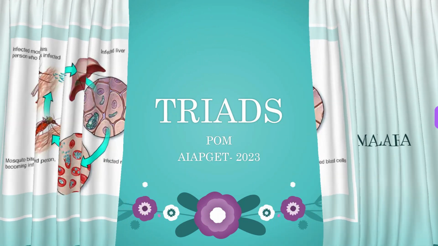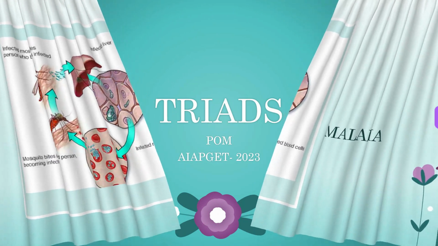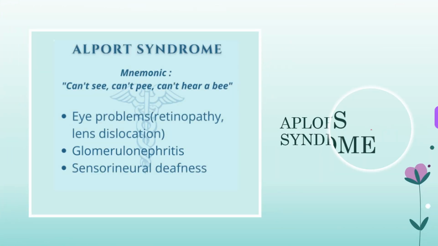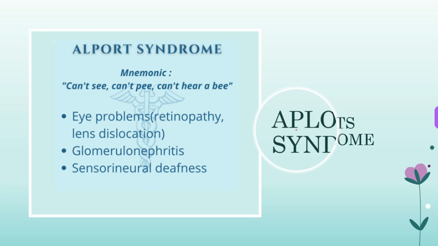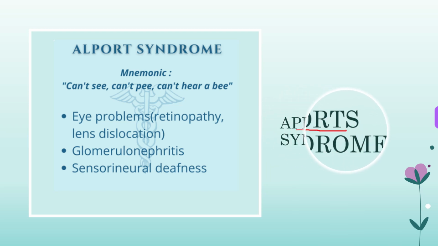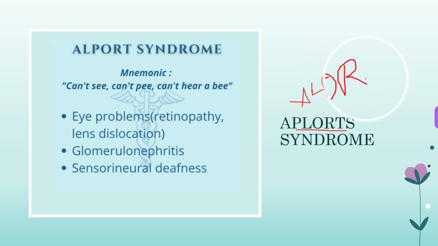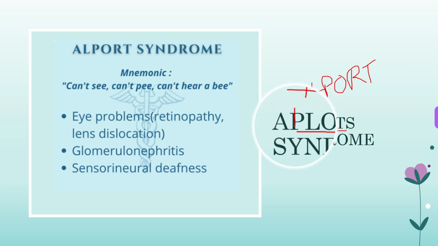So first we have a triad of Alport syndrome. Remember, all these triads are very important, so try to remember this anyhow. So first we will talk about the triad of Alport syndrome. It includes sensorineural deafness, second progressive renal failure, thirdly ocular anomalies. So this is a triad of Alport syndrome.